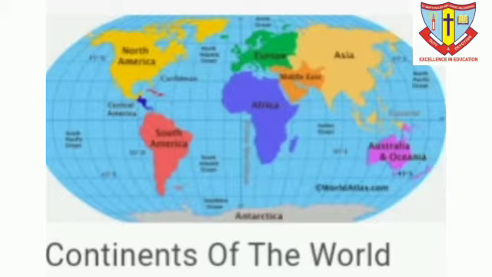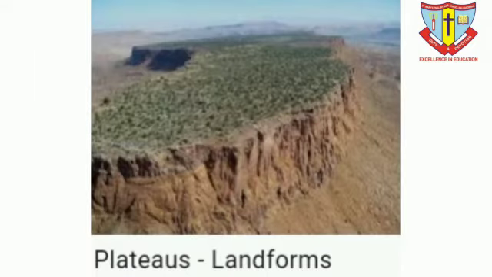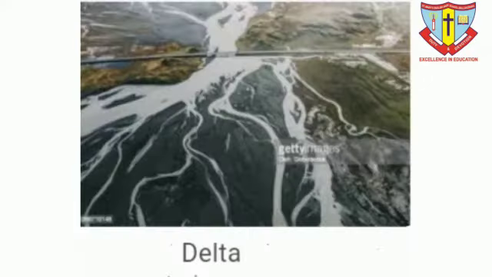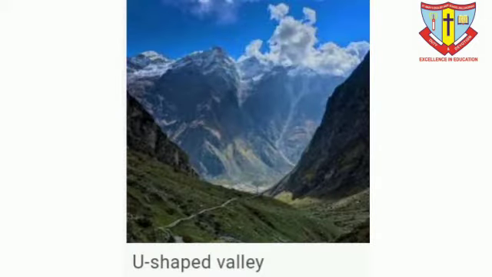Dear children, we all know that landforms formed on the Earth's surface as a result of internal movements are called primary and secondary landforms. For example, continents, mountains, plateaus, plains, etc. Because of external processes like weathering, erosion, transportation and deposition, the primary and secondary landforms give way to tertiary landforms. For example, valleys, sand dunes, deltas, U-shaped valleys, etc.